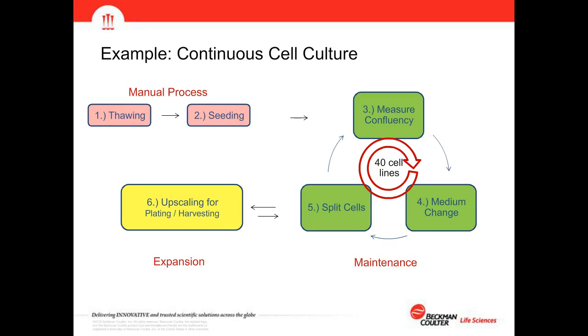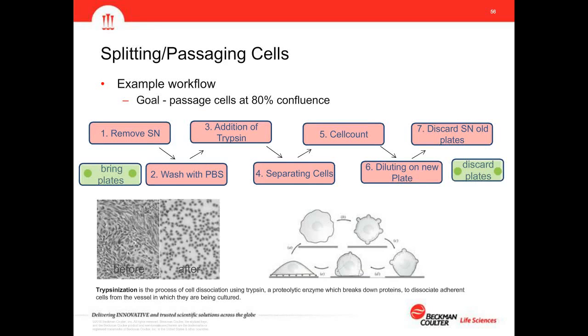At the same time, the user is able to order cells for their experiments, and if that order comes in, instead of just splitting the cells, we will then upscale the cell number, so increasing the number of cells, and harvesting the cells and make them available for experiments in 96 or 384 well plates per cell line per order request. And here is a breakdown of one process, which is splitting and passaging the cells.